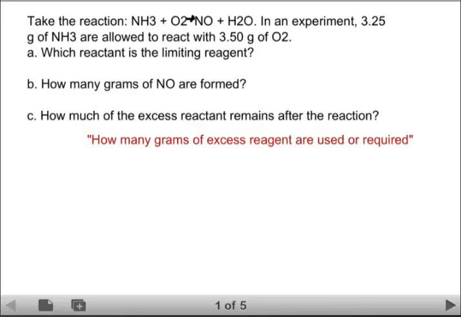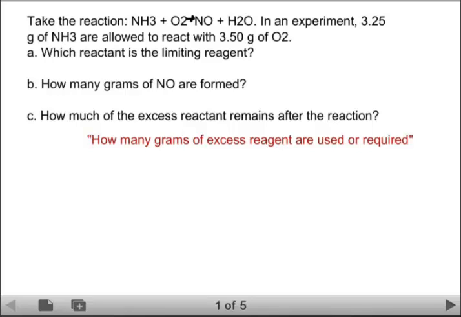So here's a typical question. Take the reaction of NH3 plus O2 yields NO plus H2O. In an experiment, 3.25 grams of NH3 are allowed to react with 3.50 grams of O2. Which reactant is the limiting reagent?